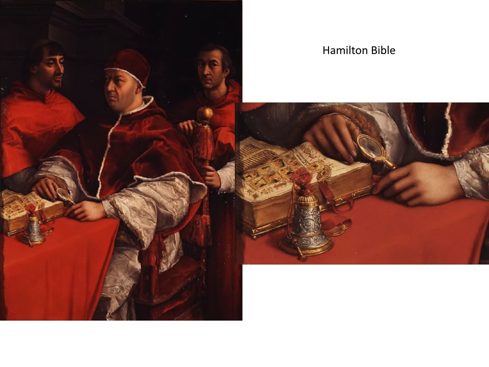When we look at the Pope, we can see that he has in front of him what is known as the Hamilton Bible. It is identified in the image as Leo studies it with a magnifying glass. The Hamilton Bible was actually owned by his father, Lorenzo, so this again reinforces the Medici's lineage and prestige.